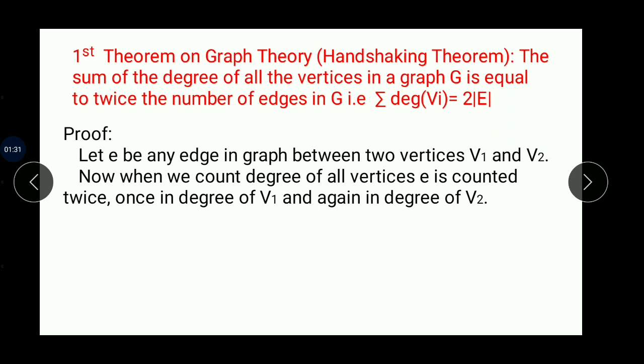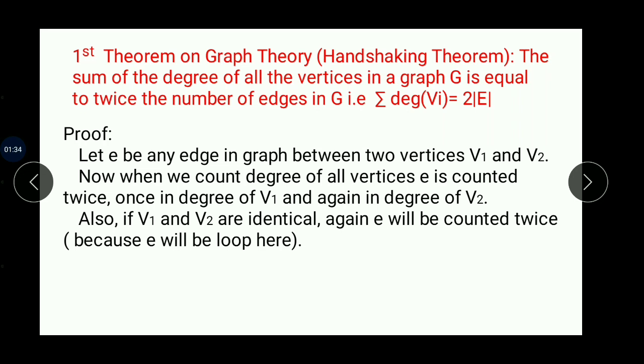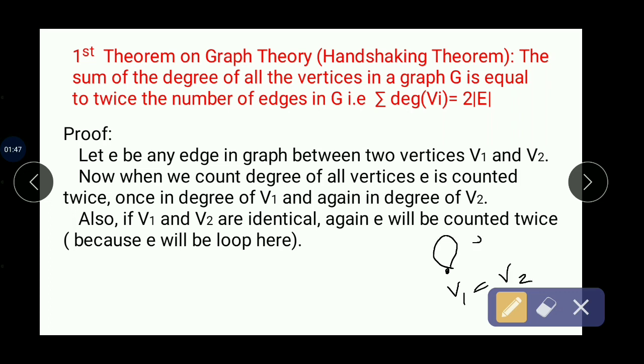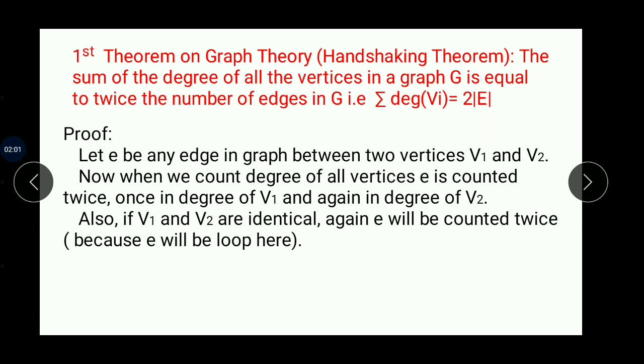Also, if V1 and V2 are identical, again E will be counted twice. Suppose I have this V1 which is equal to V2, then E will be a loop. Again, for a loop, we count the degree 2 times. The degree is increased by 2 when there is a loop. So each edge contributes 2 times in the sum of the degrees of all the vertices. So every edge is counted twice.